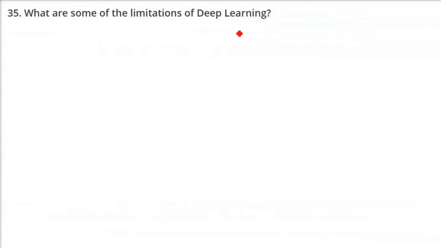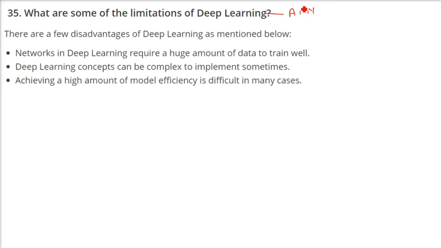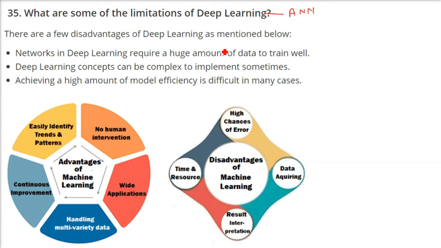What are some of the limitations of deep learning? So whenever we talk about deep learning, we are talking about the neural networks, artificial neural networks. So before going to the limitations of deep learning, you must know the limitation of machine learning. So there are advantages and disadvantages of machine learning, because the limitation are being asked, so it can be asked for machine learning also. The first is, in machine learning, there are high chances of error, time and resources is too much, data acquiring is a problem, and also the result, whatever it comes, the interpretation can be difficult. These are the disadvantages of machine learning.